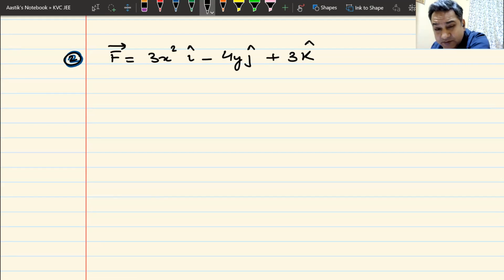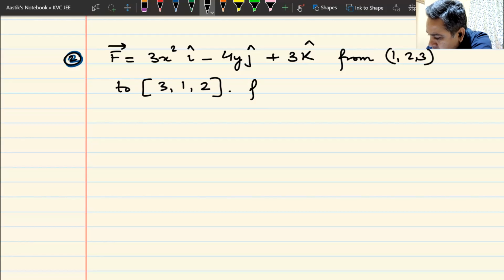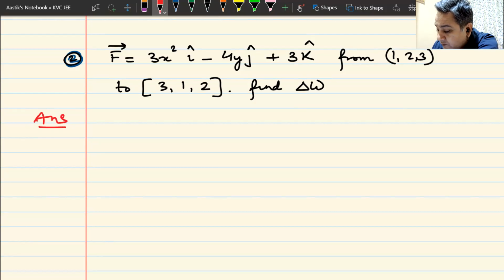Now this force displaces a particle from 1, 2, 3 to 3, 1, 2. Find the work done. Now remember, the formula F dot delta R, where you just find delta R and dot it with F, will not give you the right answer because here, as you can see, force is not constant. So your time starts now. I hope you can give me the answer and the solution. 2 minutes.